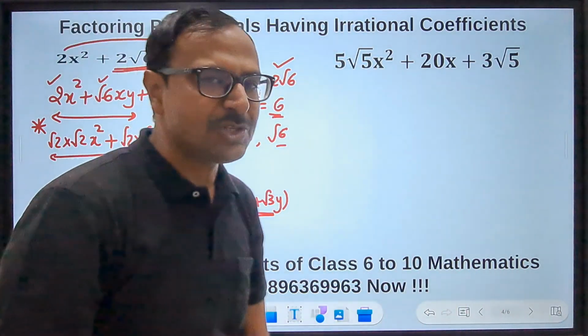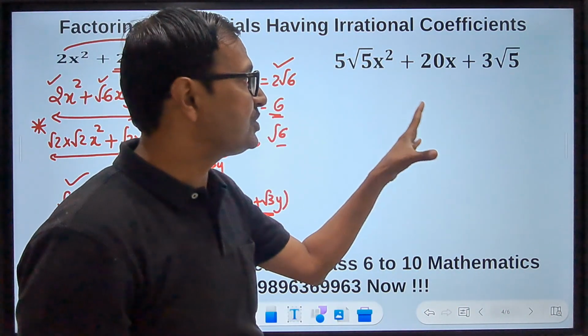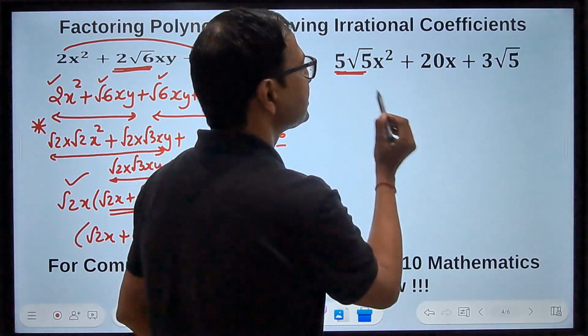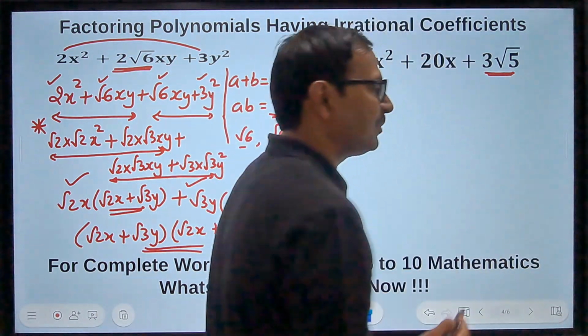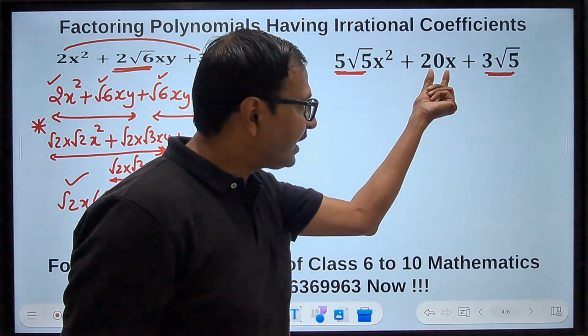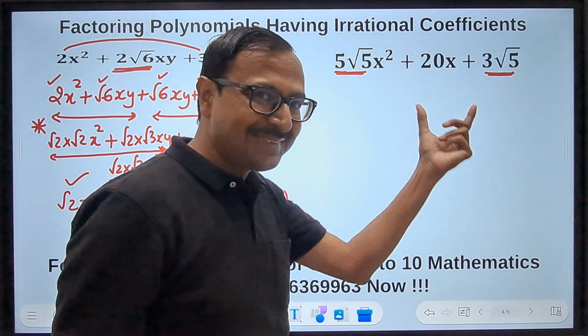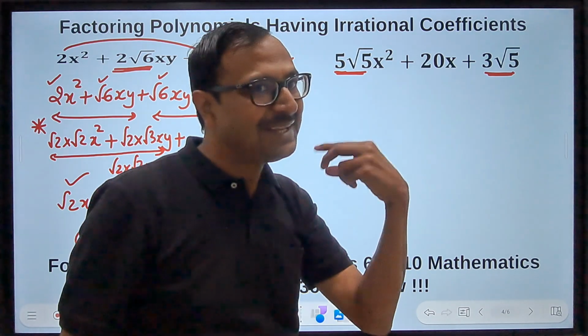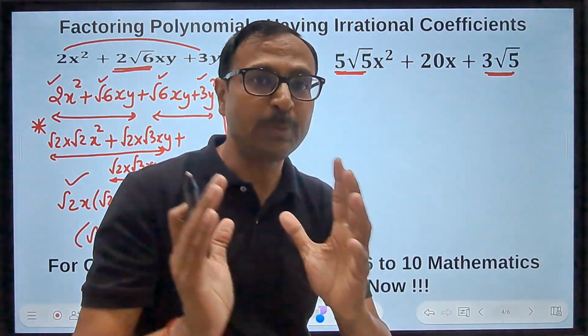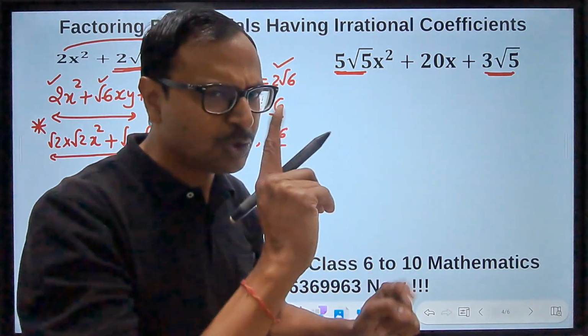Okay, let's change the question now. Here we have a question where the square root is here in the first term and in the last term, but there is no square root in the middle. So when we break the middle term, there will not be any square root in the two factors into which the middle term is to be broken. Okay, I'll show you how.